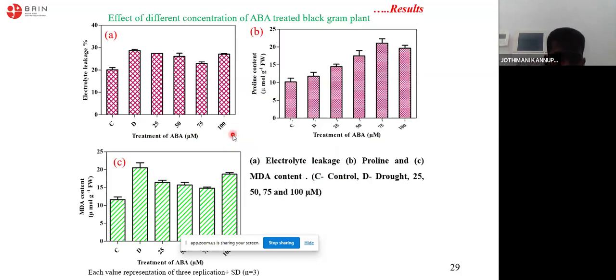This slide shows the effect of drought stress on electrolyte leakage, proline, and MDA content of different concentrations of ABA treated drought induced plants. The electrolyte leakage and MDA content decreased with increasing ABA concentration. The highest decrease was recorded in 75 micromolar ABA treated plants when compared to drought.